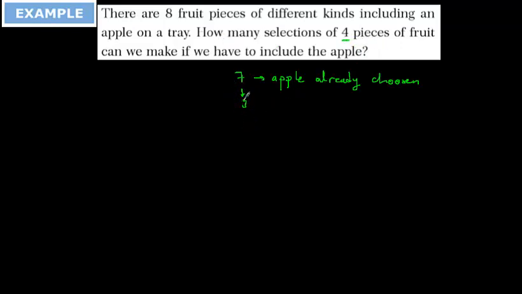From 7 you are going to choose 3, because one of the pieces, the apple, is already chosen. So from 7, 3 you are going to select. This is going to be 7 factorial over 7 minus 3 factorial times 3 factorial.